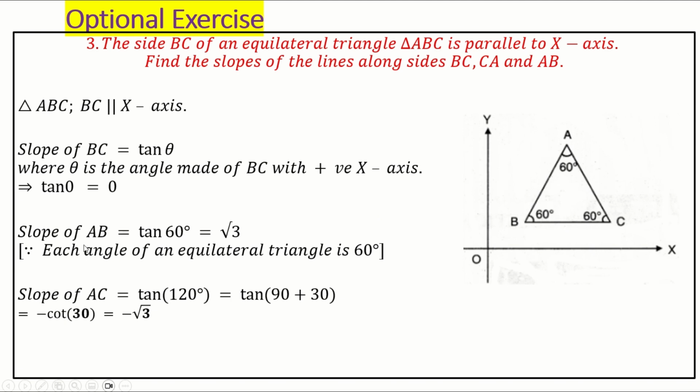The angle is 0. And for the slope of AB, AB will make 60 degrees with the x-axis, so tan of 60, which is square root of 3. And AC makes an angle of 120 degrees. Don't take 60 degrees, it is the other side basically. So tan of 120 degrees is nothing but minus cot of 30 degrees, or minus square root of 3. So these are the slopes.